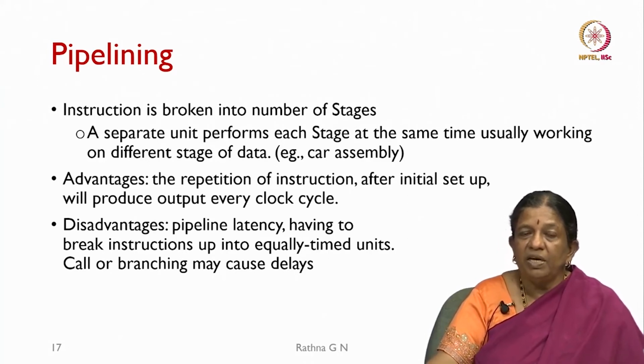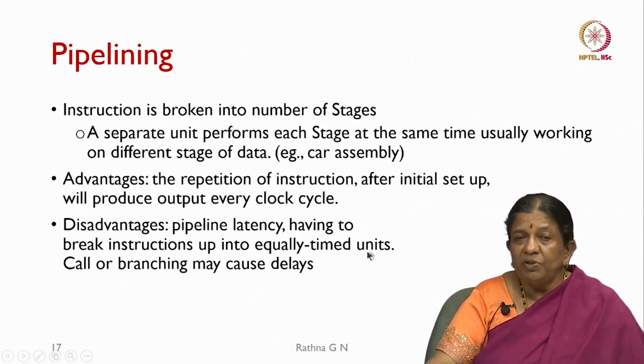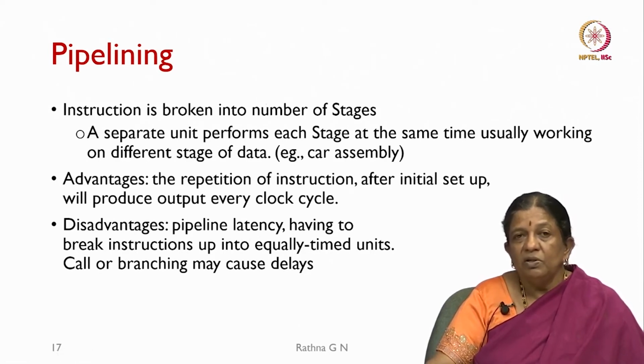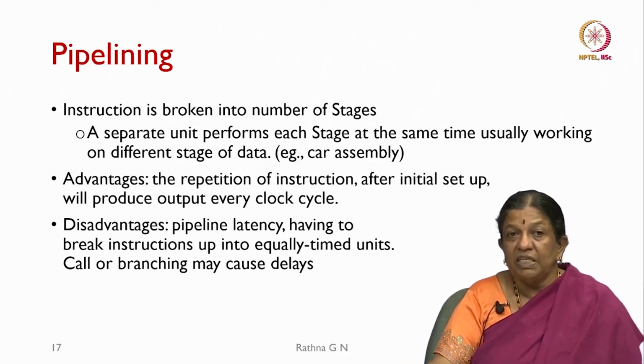Just like in a multiplier we said that what was the longest path delay. And then, in the pipeline, we break the instruction up into equally timed units; if it is so, then the results will be arriving at the same time. As I was just now mentioning, a call or branching may cause delays, because it depends on the length of the pipe we have taken. So if I want to clean it up, even in a water pipe I have to completely empty the pipe and then start different water, if it has become dirty or whatever may be.